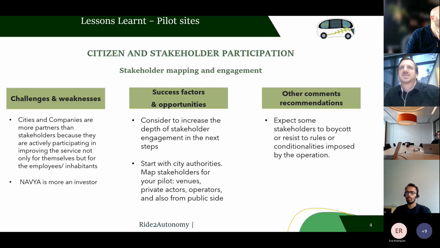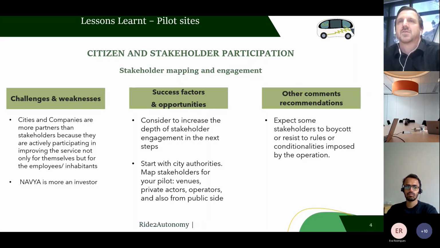As far as success, consider to increase the depth of stakeholder engagement in the next steps. So this was already covered, and I think it's very important to really involve the stakeholders from the beginning as soon as possible, and it draws out a lot of the potential barriers and issues that could arise.